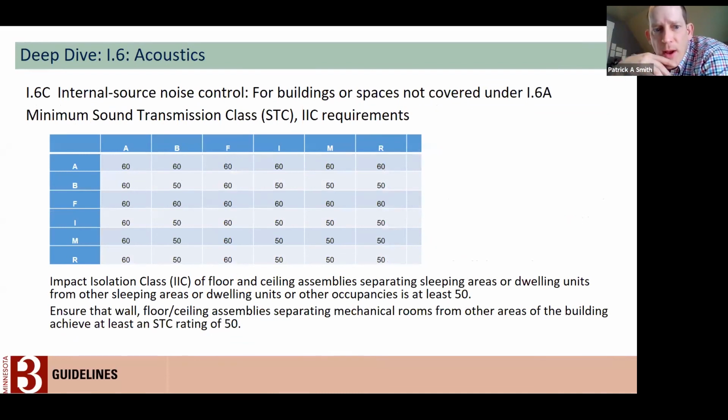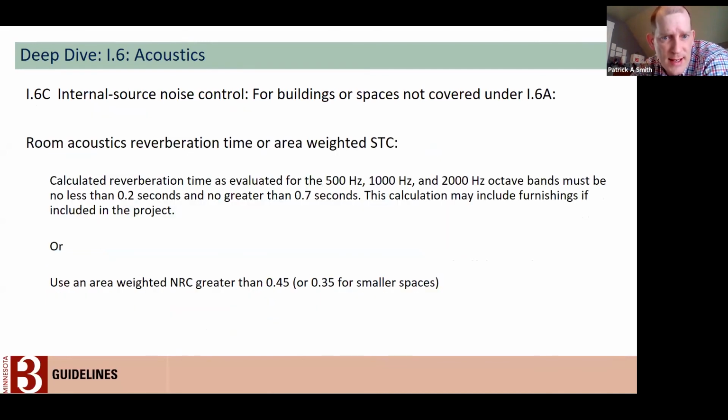This is the STC rating. We're looking at different occupancy classes, and then making sure that your impact isolation class for relative sleeping areas is met, and then making sure that if you've got mechanical rooms that you're adequately isolating those. And again, I'm going to go through these pretty quickly because I know we are running low on time. I think you can go to the next slide. Yep, and then acoustic criteria.